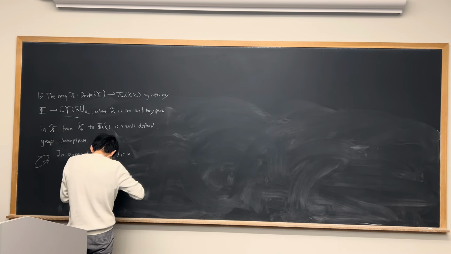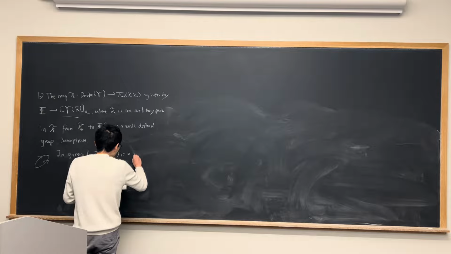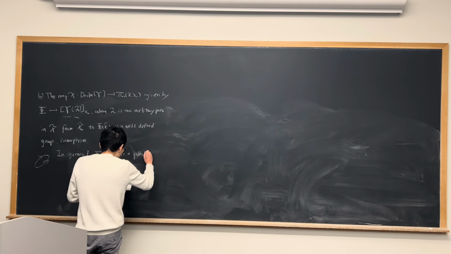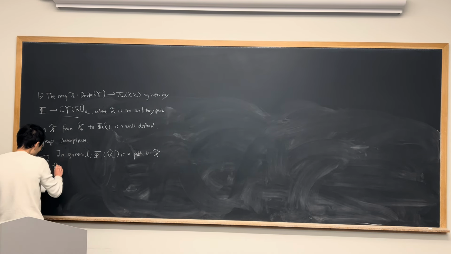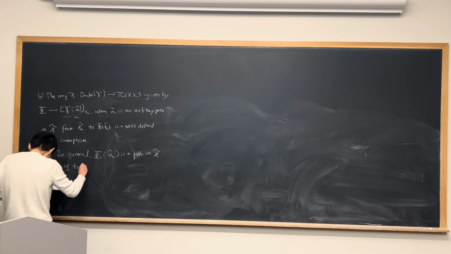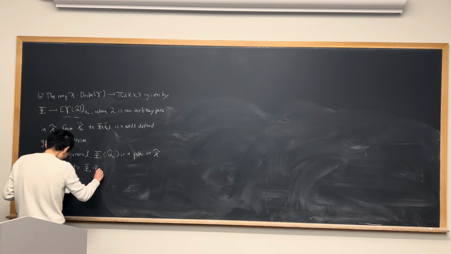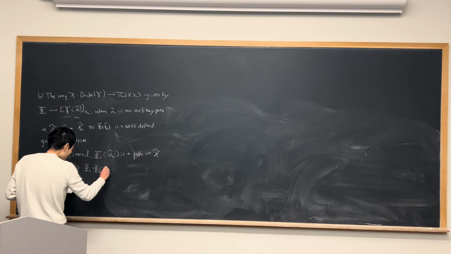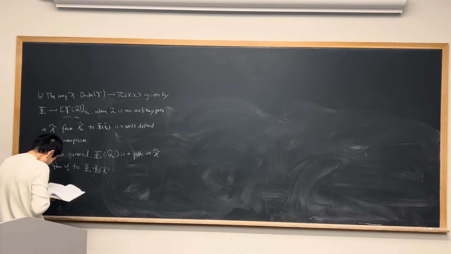What we're trying to do is, in general, phi one of alpha 2 tilde is a path in x tilde from y1 to phi1 composed with phi2 of x naught tilde. Let's verify why this is a path in x.